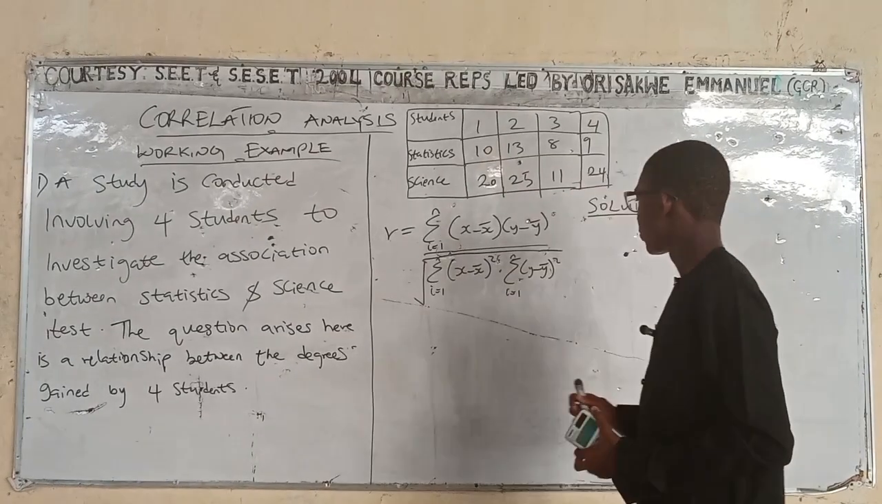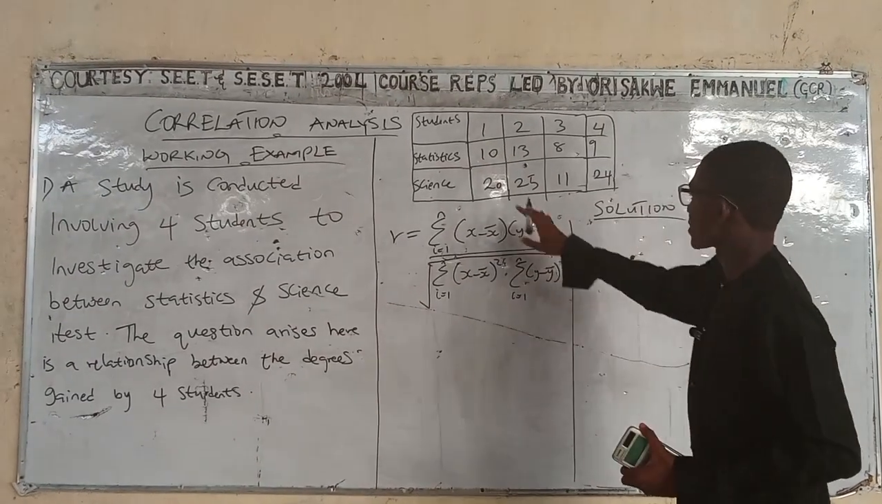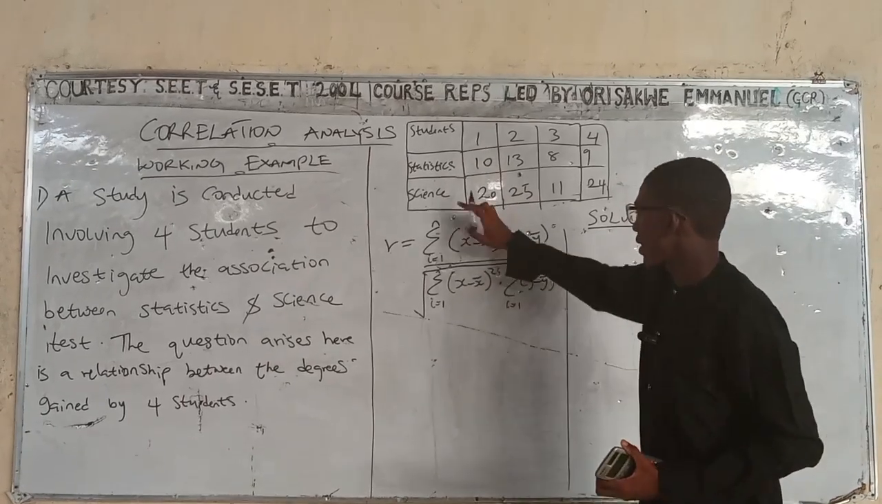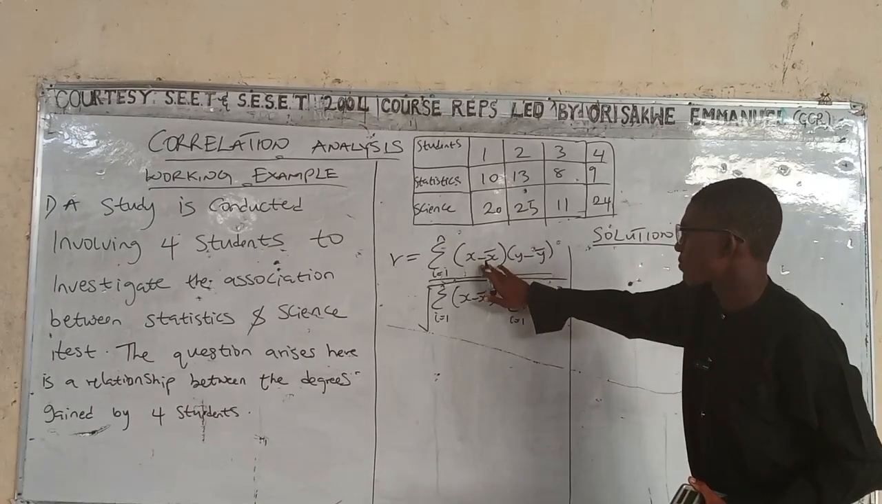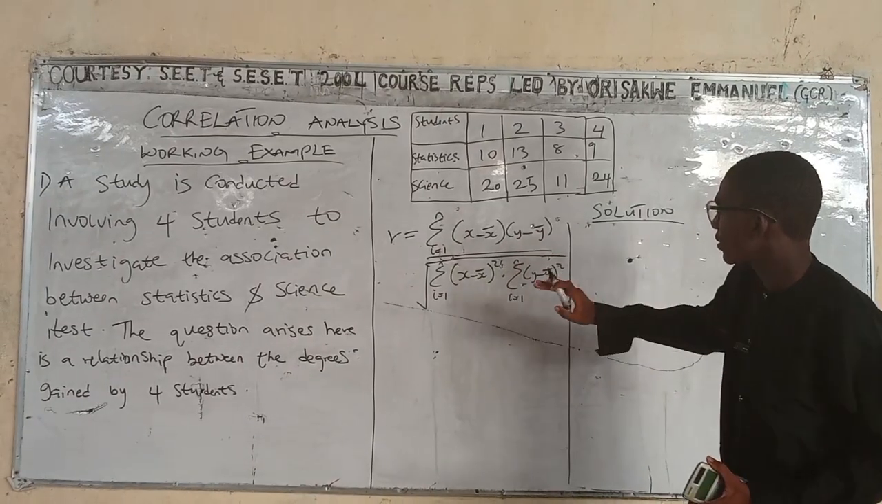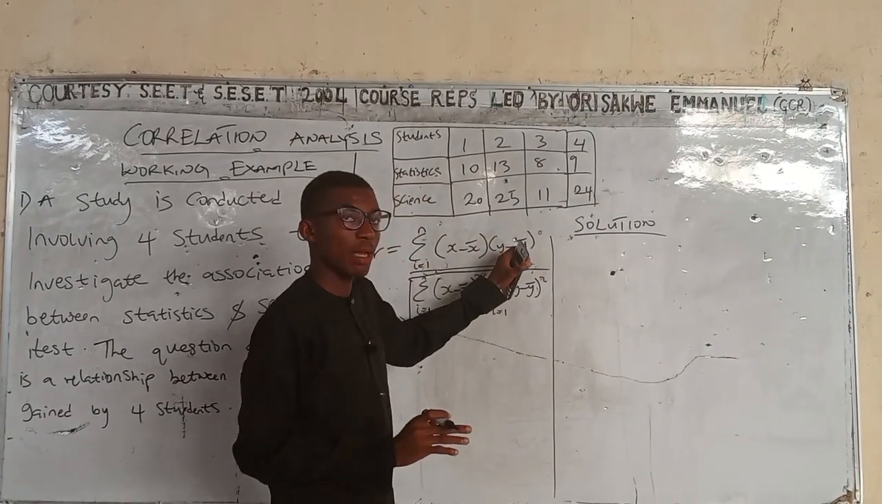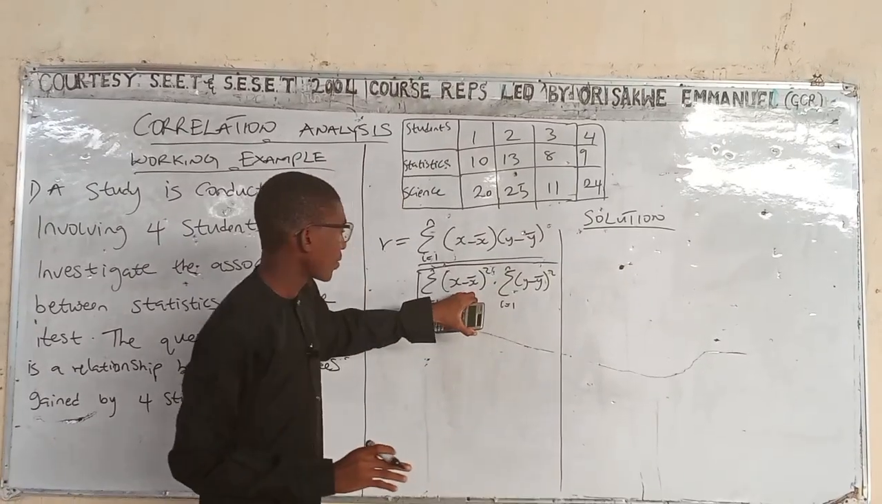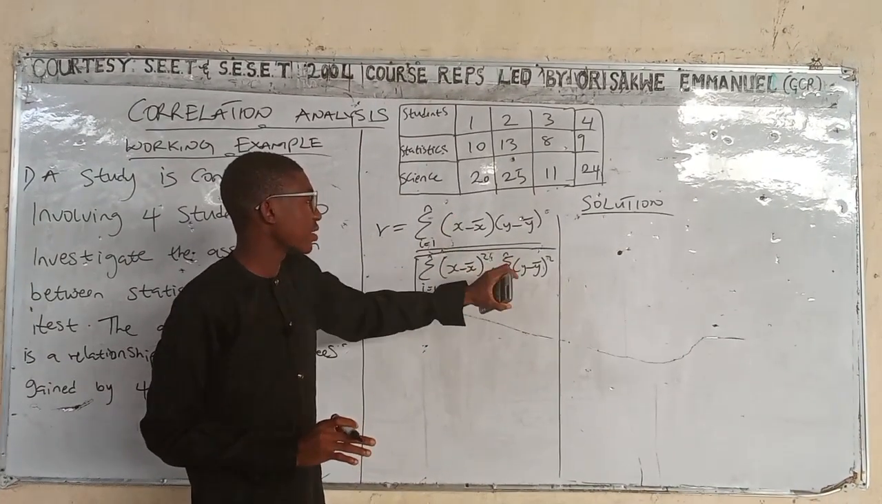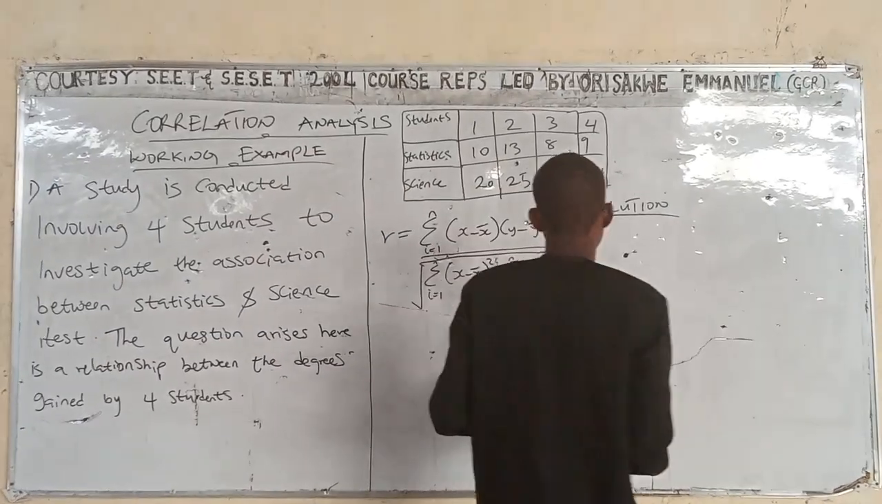Now let's bring out our table. Our table will include x, y, x minus x bar, and y minus y bar. Then it will also include x minus x bar times y minus y bar, x minus x bar squared, and finally y minus y bar squared. So let's bring our table together.